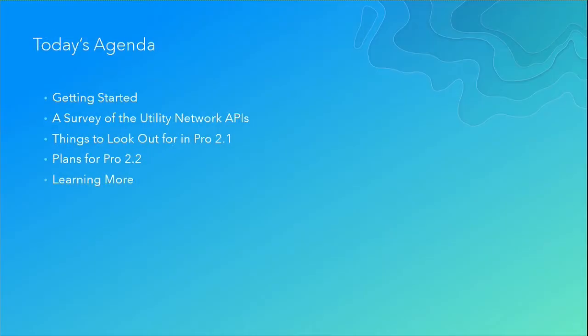So we have a lot of things to go over today. I'm going to give you a pretty broad overview of the entire Utility Network SDK. I'm going to start with some introductory material, and then we're going to do a 10,000-foot survey of all the major areas of classes and methods and give you a good starting point. I'll conclude by pointing out a couple of gotchas in Pro 2.1 and a little bit about the plans for Pro 2.2. And then finally, to wrap it up, I'm going to give you a survey of all of the documentation that is out there.